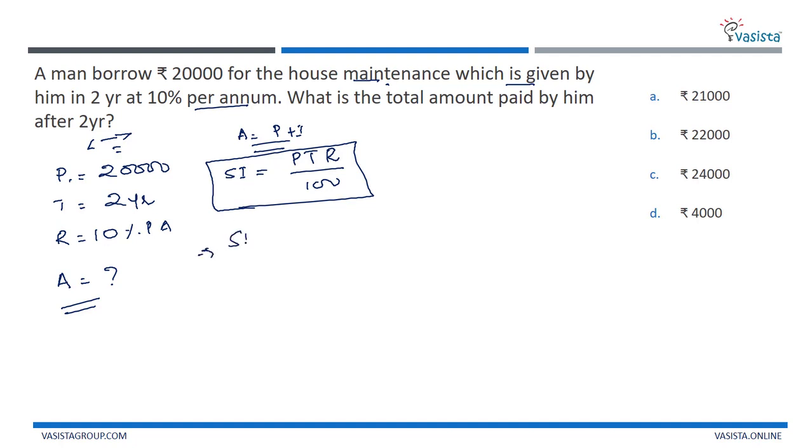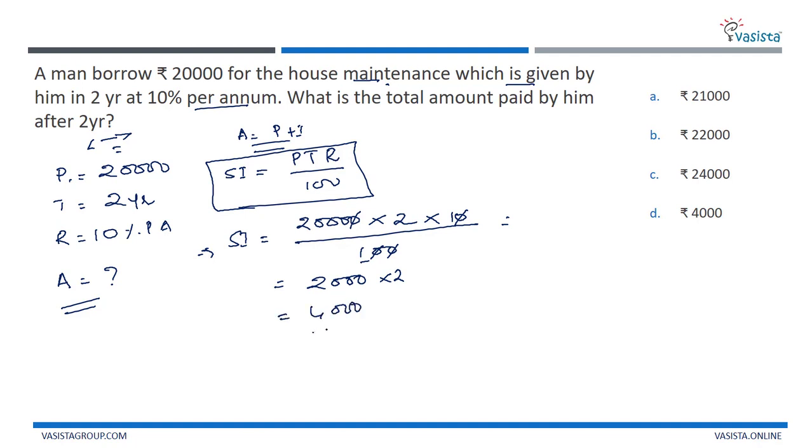Let me calculate the simple interest first. Simple interest is equal to PTR by 100. P is 20,000, into time, which is 2 years, and the rate of interest is 10%, divided by 100. Now simplify it. 10 ones are 10, 10 tens are 100, so the 10 and 10 I can remove. So the total interest he is supposed to pay is 2,000 into 2, which is 4,000 rupees.